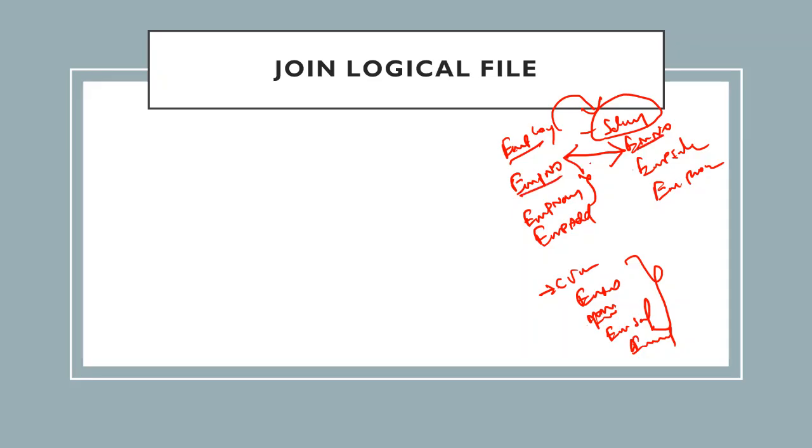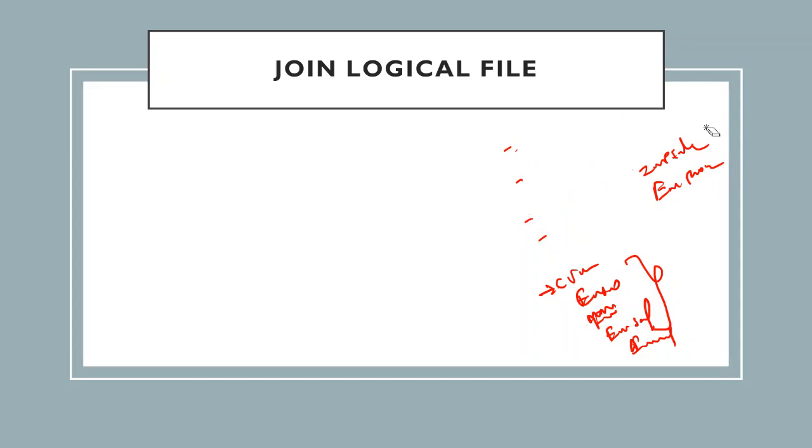Both the files have the employee number. So based on the employee number, I can get the salary of the specific employee. So you can do the join operation on these two files and get the salary information. Okay, so basically how many types of join logical files? We have three types of join logical file.